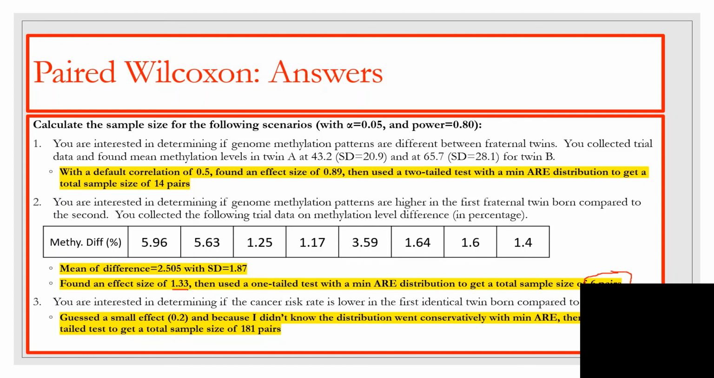And finally, we're given really no information at all, so I'm going to guess a small effect, guess a min ARE, and use a one-tailed test because we're asking if it's lower to get a total sample size of 181 pairs. So this concludes the first segment of tests, the t-tests. We will pick up next segment with ANOVA. Thank you.